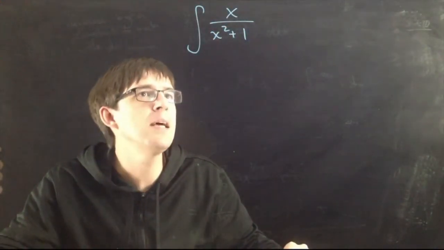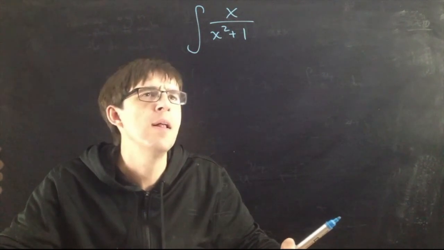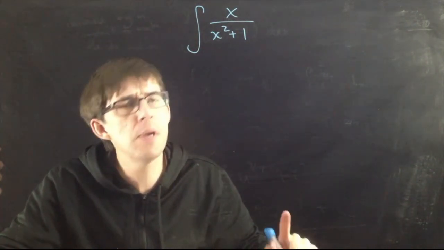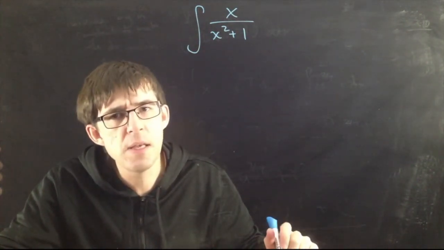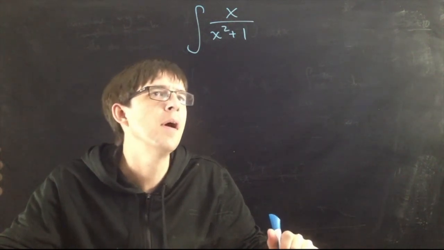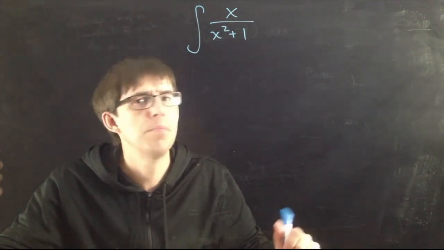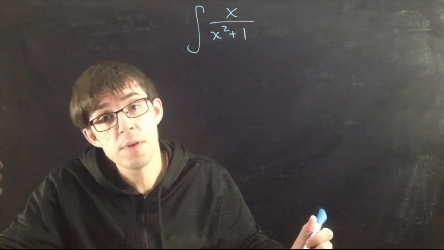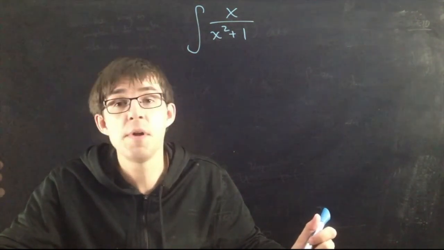Example number 3, x over x squared plus 1. This one is especially weird because when you look at this, there doesn't seem to be any inside of anything, all right? Because there isn't any parentheses with a thing inside of it or a square root with a thing inside of it or anything like that.